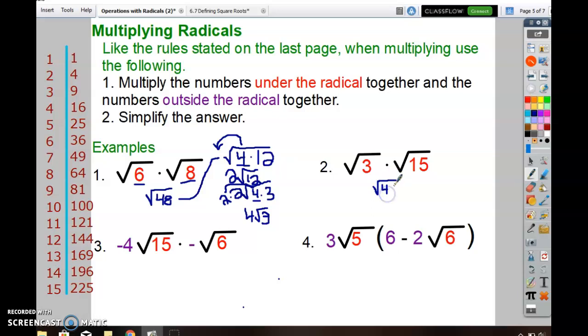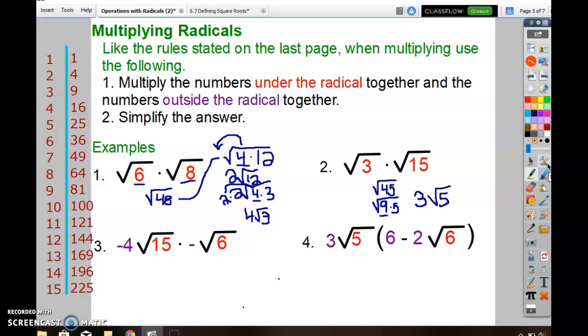Now we look, is 45 a perfect square? When we look at our note card, we see it's not, so we've got to break it down. And we know we can do 9 times 5. We know we can take the square root of 9, so our answer is 3 radical 5. We know we can't break down 5 anymore, so that's our final answer.